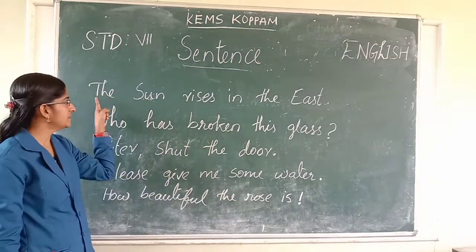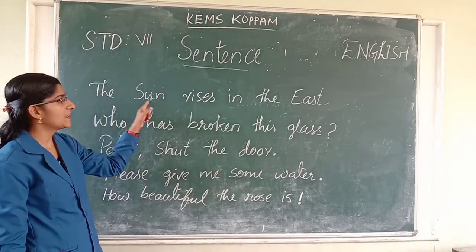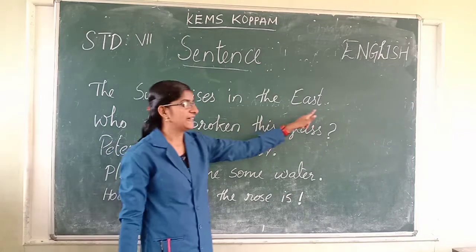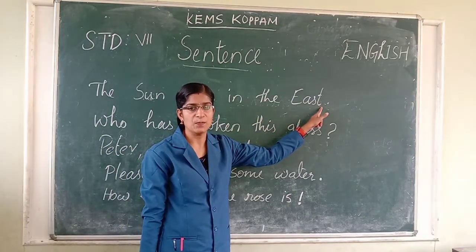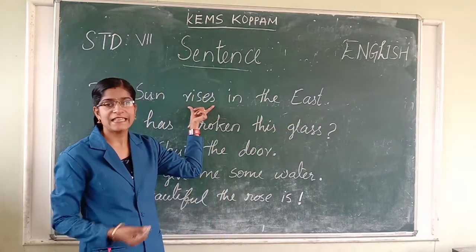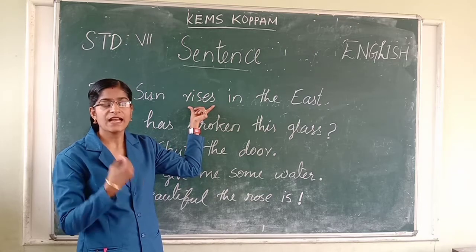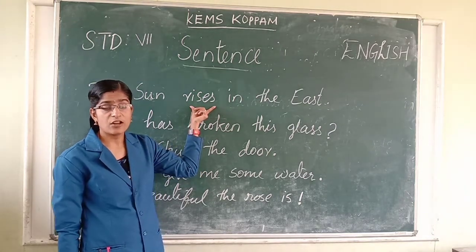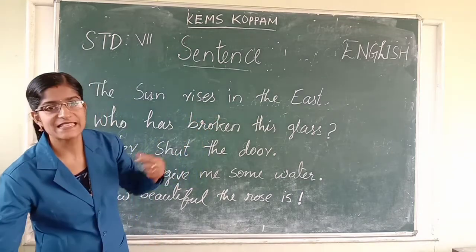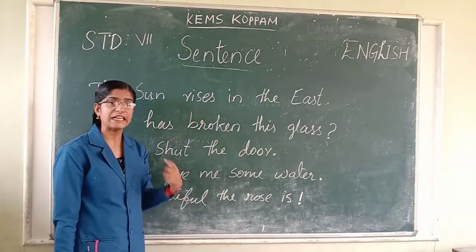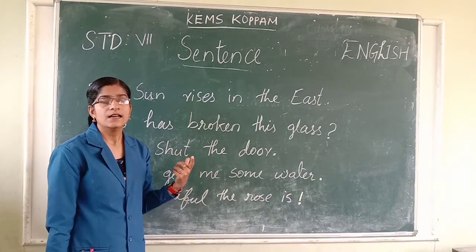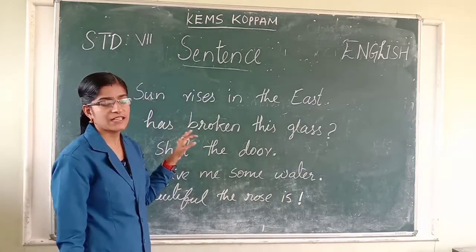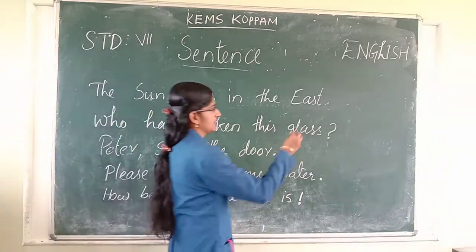Okay, so look at the first sentence. The sun rises in the east. It begins with a capital letter and ends with a full stop. And the sentence gives us an information. The sun rises in the east, or it states something. It says something, it gives us an information. So this is called declarative sentence.